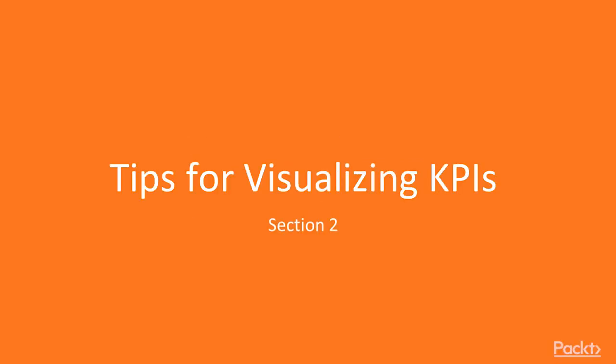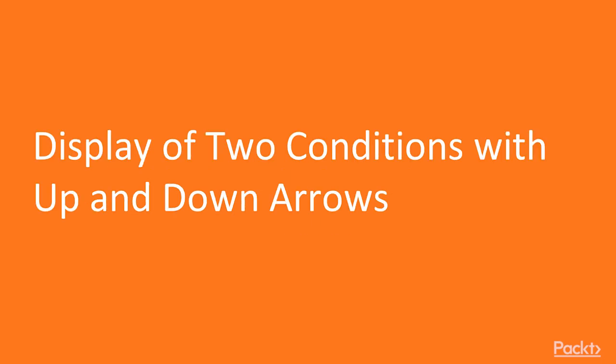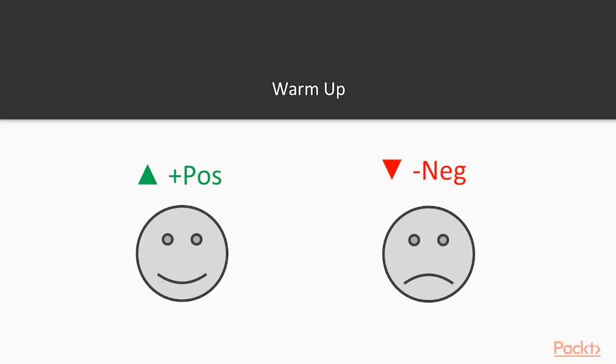Hello and welcome to section 2, Tips for Visualizing KPIs. In the first video, we'll be looking at how to use custom formatting or shape to display up and down arrows, something that is commonly used in KPI reporting. So we'll warm up with a very simple scenario.